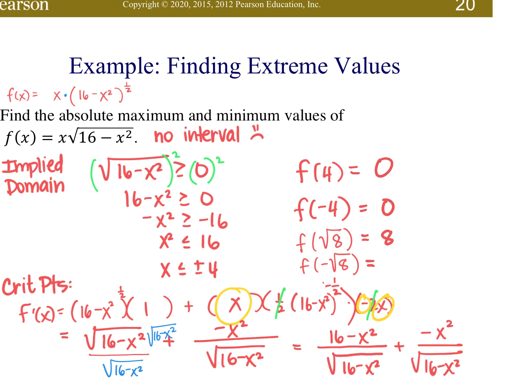I'm stuck. Okay, it should be -8. All right, so then you can identify that the maximum is 8 and the minimum is -8.